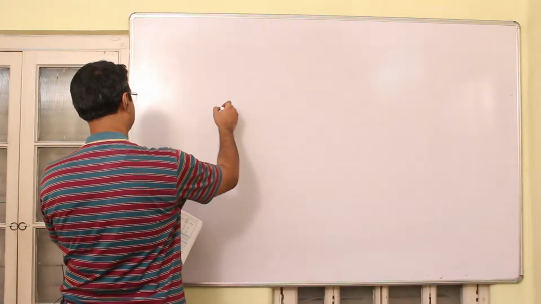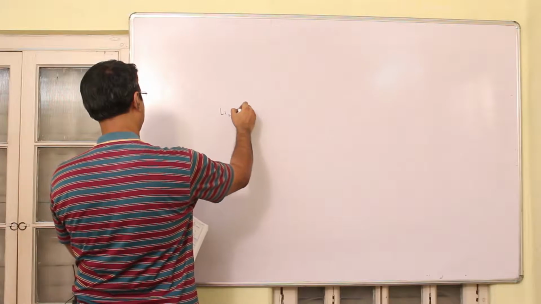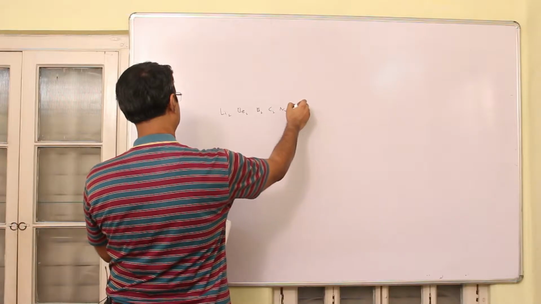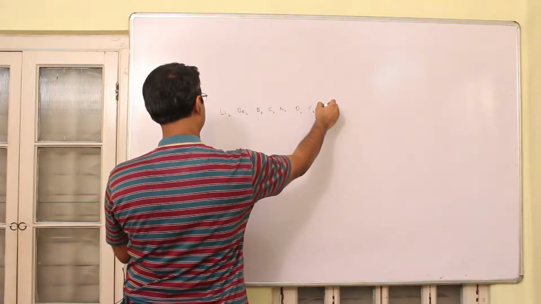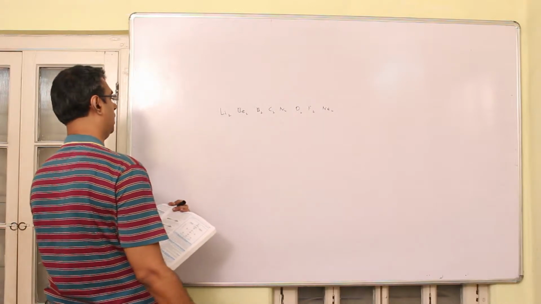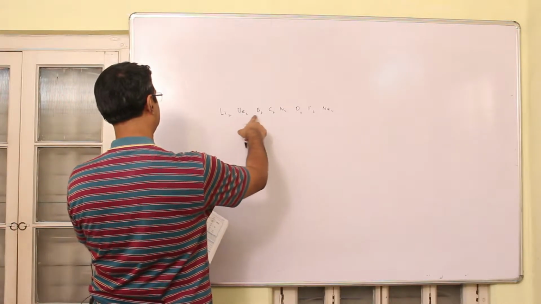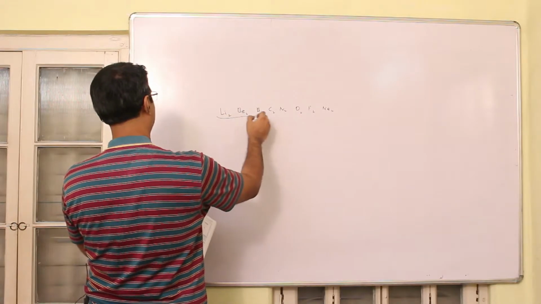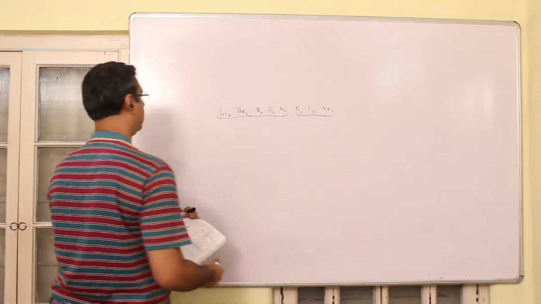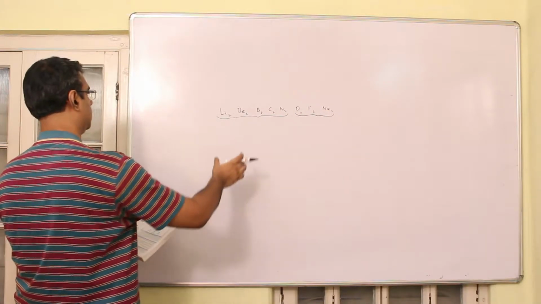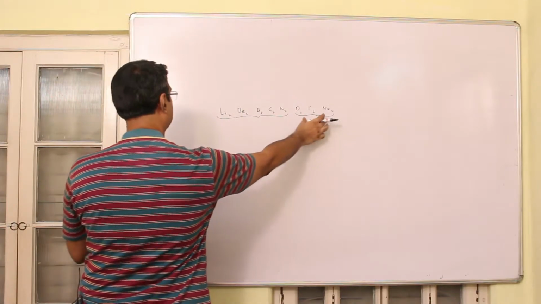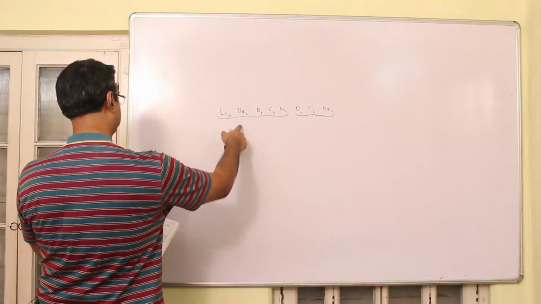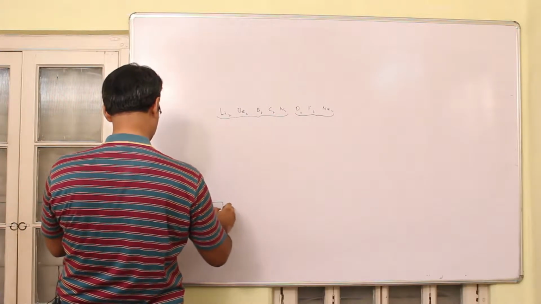Now in the second period, the elements are lithium, beryllium, boron, carbon, nitrogen, oxygen, fluorine and neon. Their molecules are expected to be Li2, Be2, B2, C2, N2, O2, F2 and Ne2. Now it is found that the molecular orbital energy diagram for these is of a particular kind and for these is of a different kind. The molecular orbital energy diagram for these molecules is like this.